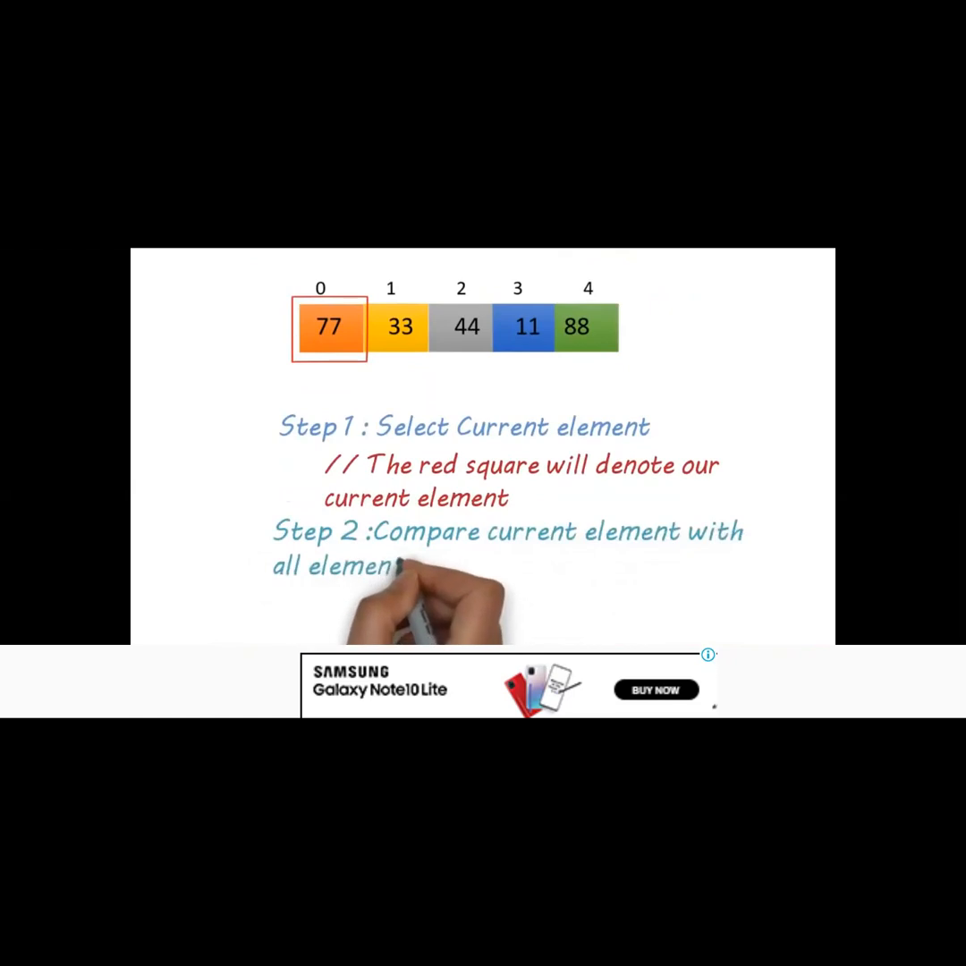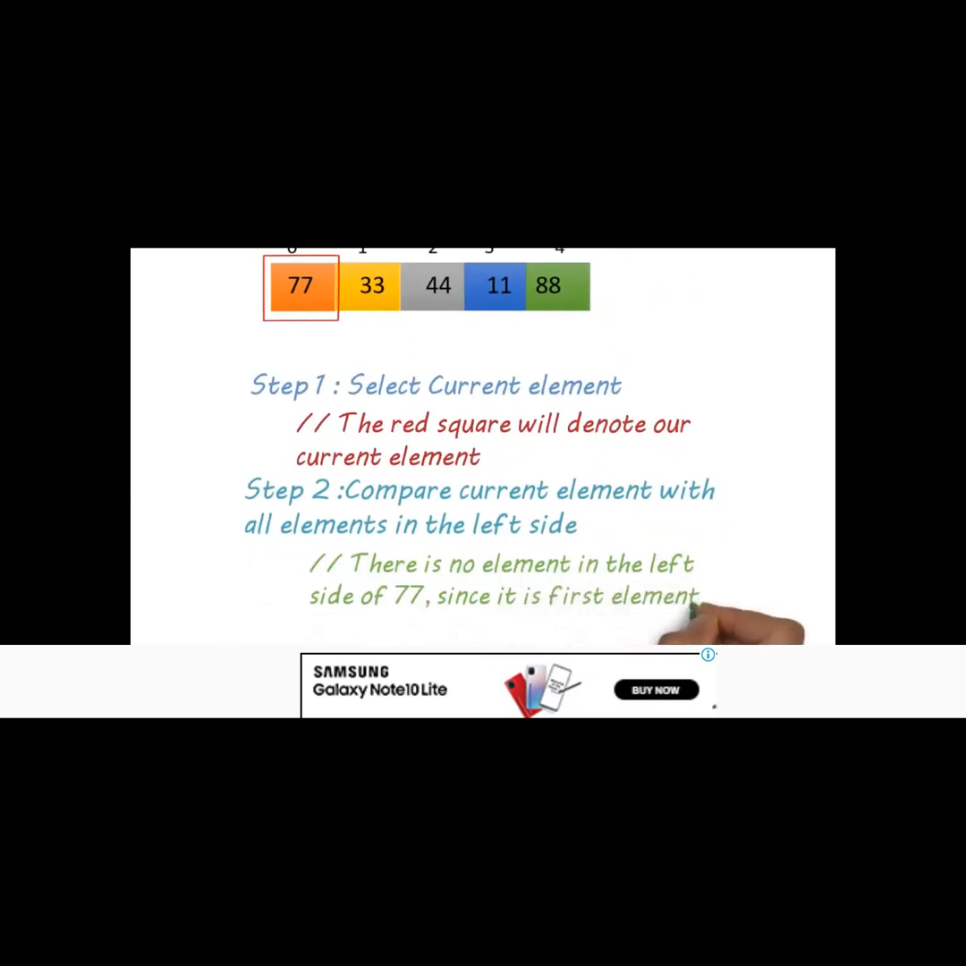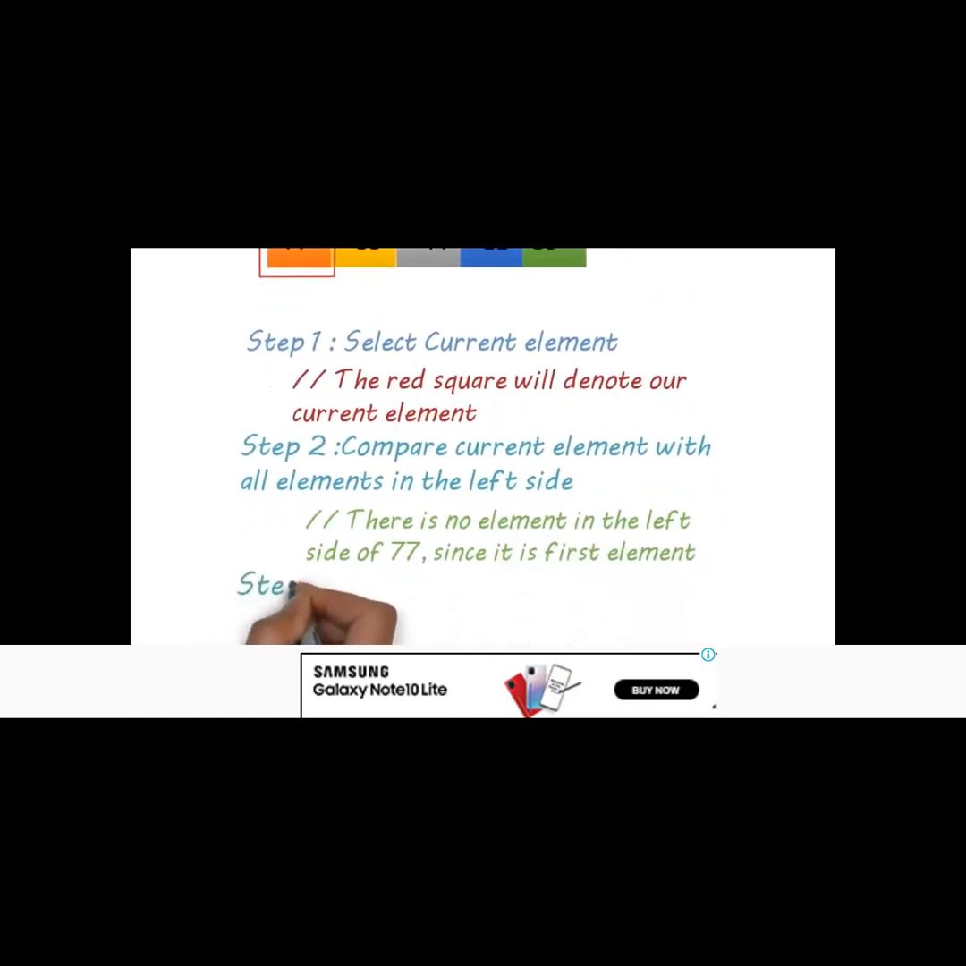So, compare with all the previous elements. What is the previous element of 77? That is the left-side element. Is there any previous element? No, sir. That's why they are writing that there is no element on the left side of 77. Since it is the first element, we need to go for the next element.